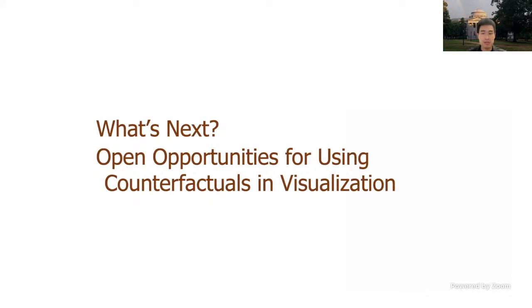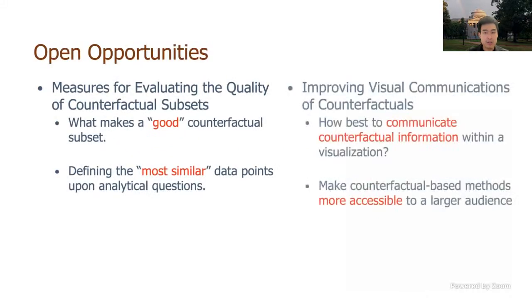We point out 4 open opportunities of using counterfactuals to better support visual causal inference, where the first one is measures of evaluating the quality of a counterfactual subset, which is to define what makes a good counterfactual subset. We know this is an especially difficult problem because similarity is inherently both a task- and data-dependent question. Even for the same data set, the most similar could be somehow different depending upon which analytical question is being asked.